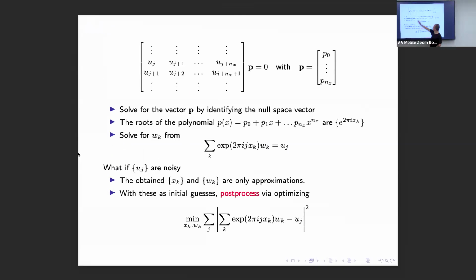Because of noise, with probability equal to 1, you will never see a singular value drop to 0. But what you will see is that you have big singular values and then suddenly a drop to something really close to the noise level. And this is where you cut off.